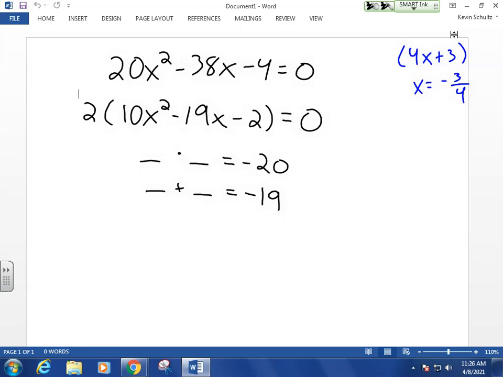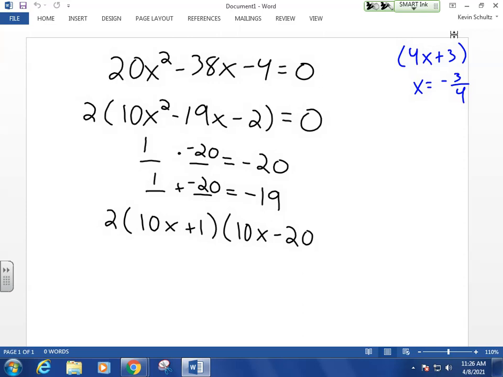And what magic numbers did you come up with? Lucas? 1 and negative 20. If you put negative 20 and 1, that's okay. Now, to set this up, we've got our GCF out in front. They both get a 10x. One gets a positive 1. The other one gets a negative 20, and that still equals 0.